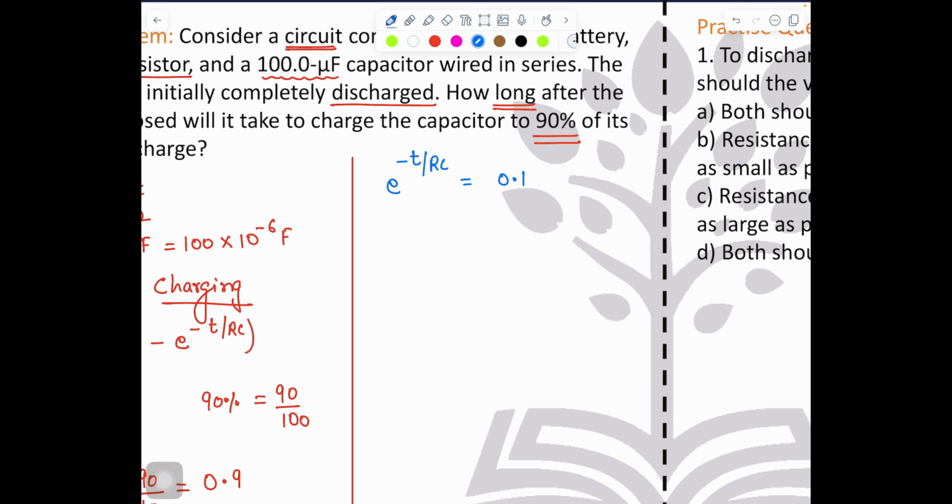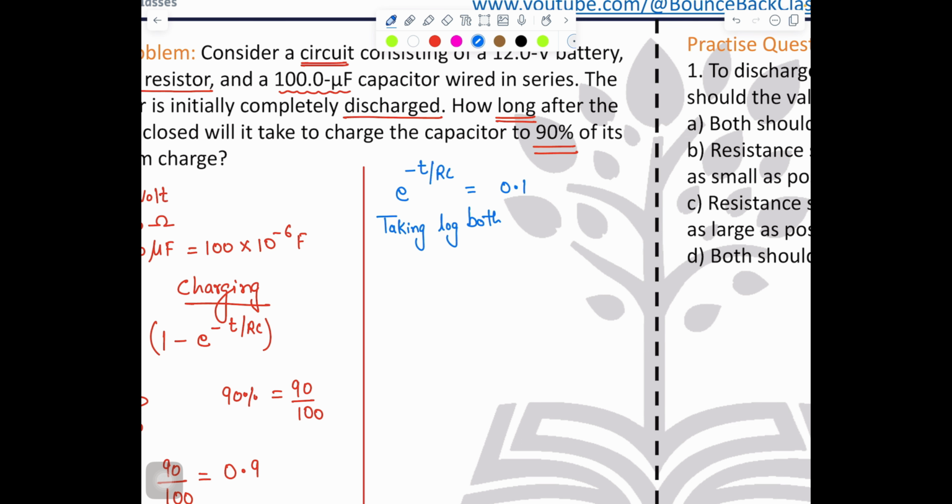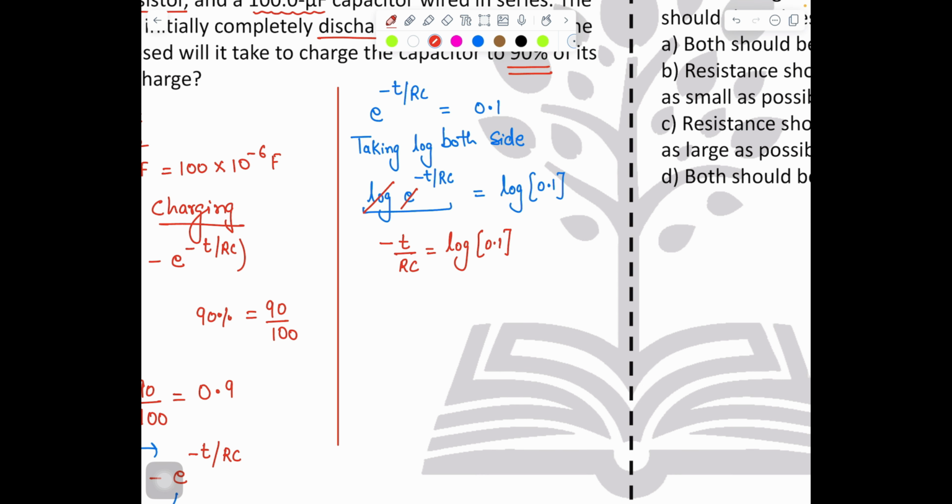Okay, taking log both sides. Then what will happen? Log of e raised to power negative t divided by RC is equal to log of 0.1. Now in this case, we know log and e will cancel out. So what will we get? Negative t divided by RC is equal to log 0.1. Till here clear? Okay guys, now just place the value.